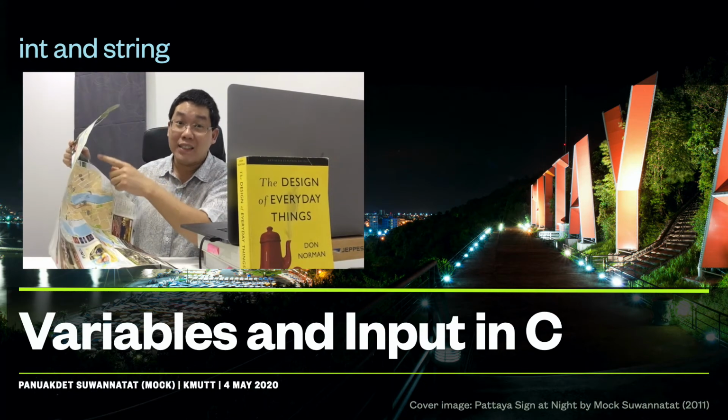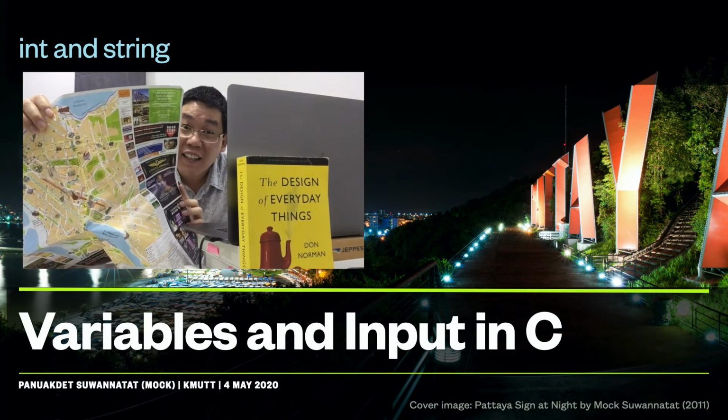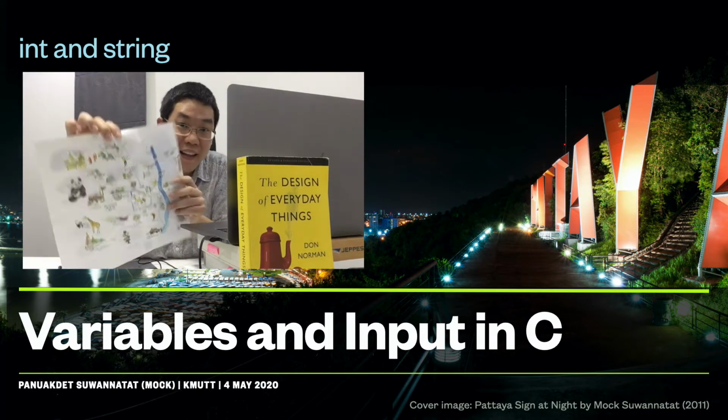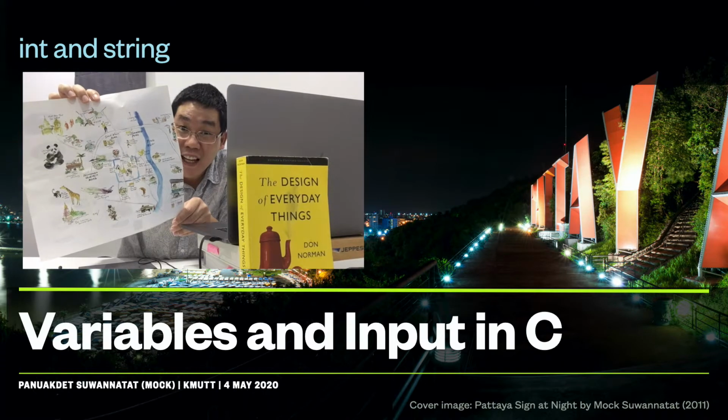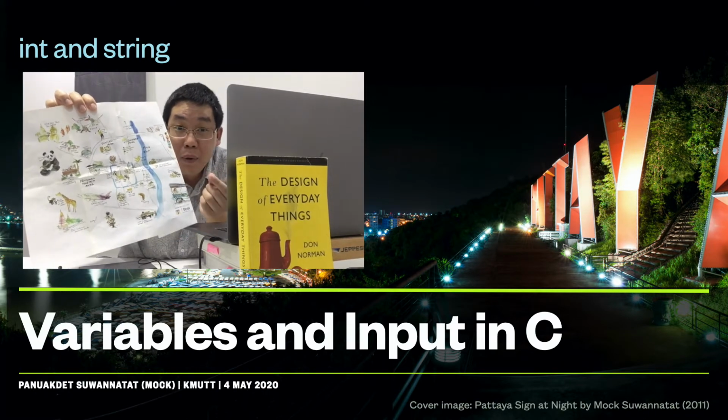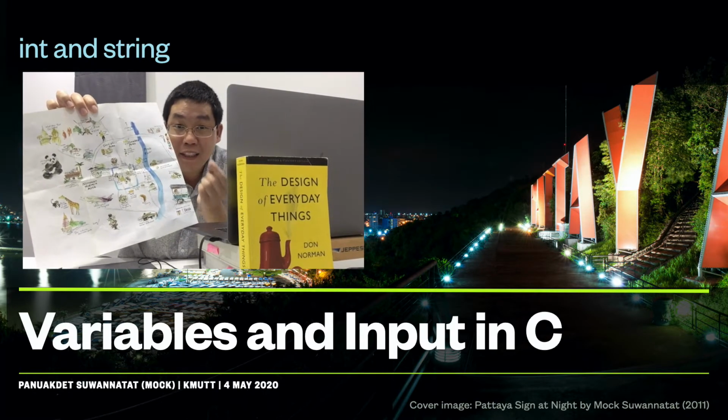This is a map of Kazan. It's a city in Russia. And this is a map of Chiang Mai. It's a city in northern Thailand. Today, let's write a program about the population of a city.